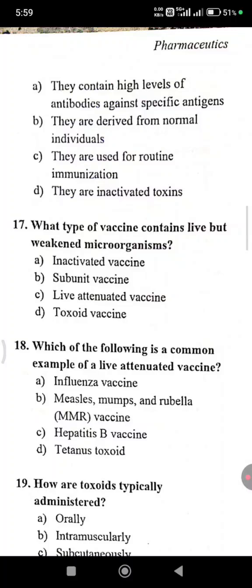Let's go to question number 17. What type of vaccine contains live but weakened microorganisms? A. Inactivated vaccine. B. Subunit vaccine. Option C. Live attenuated vaccine. Option D. Toxoid vaccine. That is live attenuated vaccine, option C.